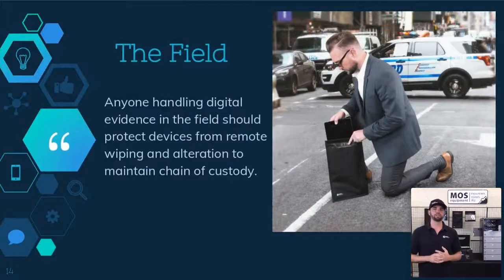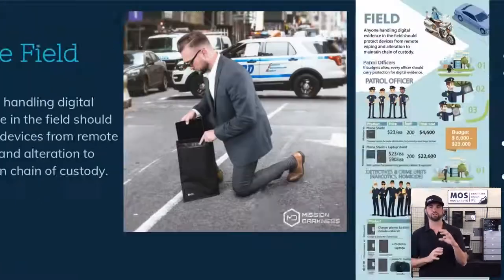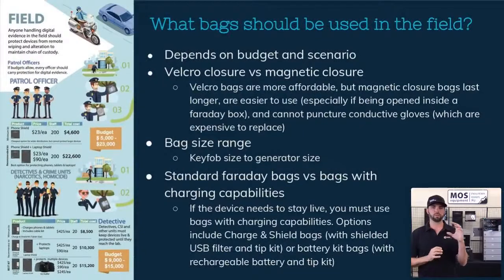Okay, so the field component is where this all begins. Anyone handling evidence in the field should have some sort of shielding. We've broken it into two primary categories. The first one is the wider range of individuals who may encounter evidence maybe once a week. That would be patrol officers. Maybe they'll pick up a phone once a month or something like that.